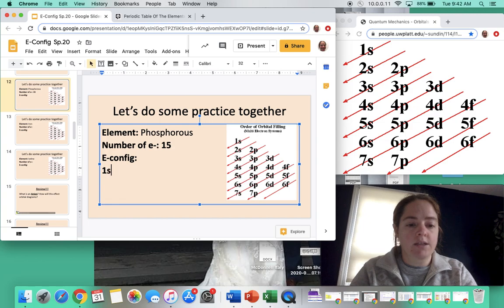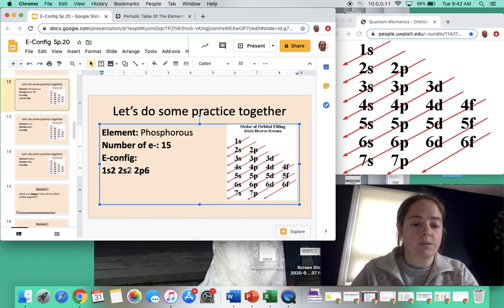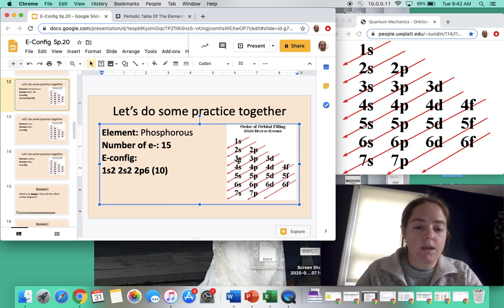We're going to do 1s2, 2s2, 2p6. Now let's count them. 2 plus 2 is 4, plus 6 is 10. I'm going to put a 10 in parentheses just so I can help track my numbers, and then I'll delete it at the end. After 2p comes 3s, so 3s2, so that's 12.